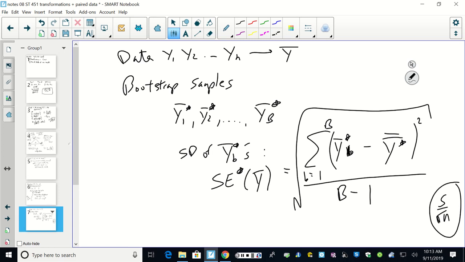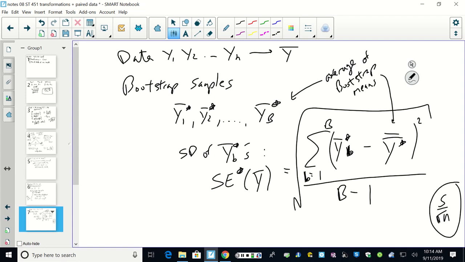Just to clarify, in this summation, are we subtracting y bar bar? Yeah, I just used that notation to say the average of these, the average of the bootstrap means. Okay, I just wanted to make sure. So if you had 1,000 bootstrap samples in one vector and told R to do the standard deviation, it's just going to take the standard deviation of those 1,000 values. And it should be close to this.